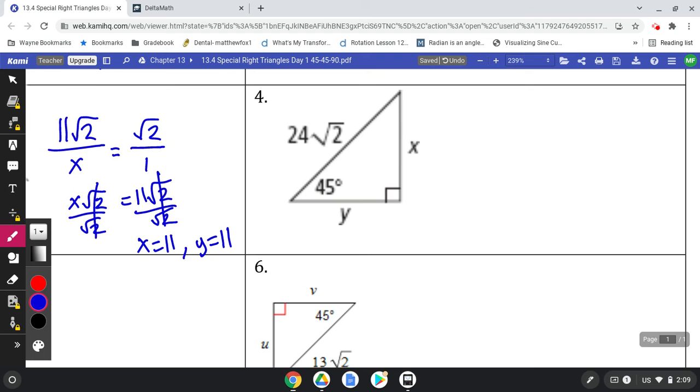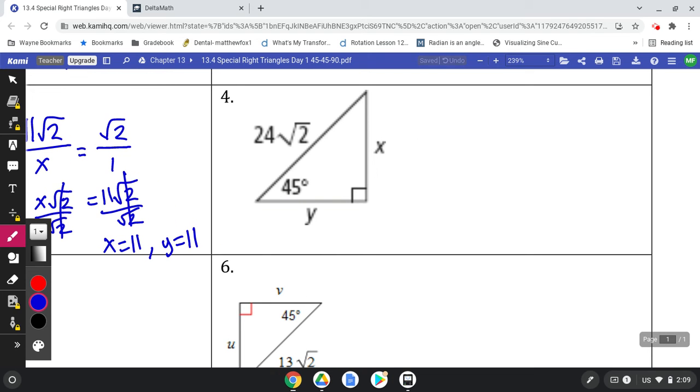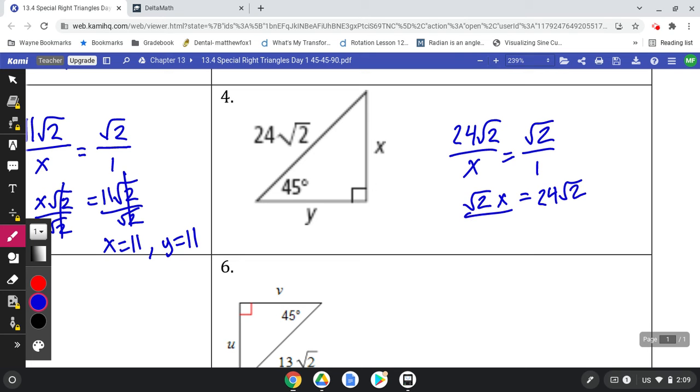Your next one. 24 square root of 2 is the hypotenuse, and we need to find x and y. So x and y are the same. They are legs once again. So 24 square root of 2 over x equals square root of 2 over 1. Cross multiply. Square root of 2 times x equals 24 square root of 2. Divide by the square root of 2 on both sides. x equals 24. Also, y will equal 24.